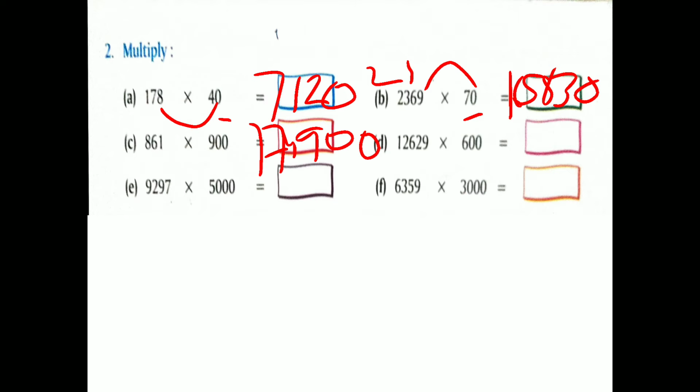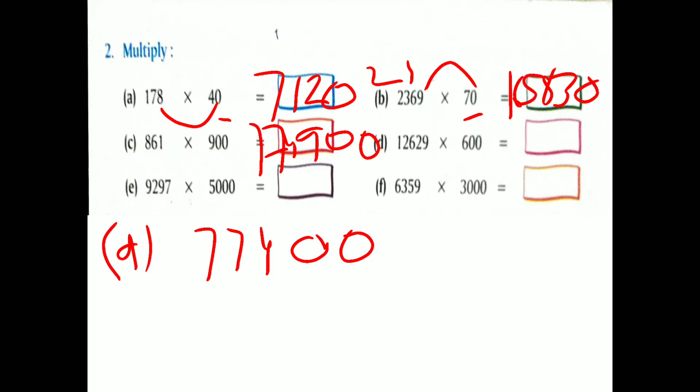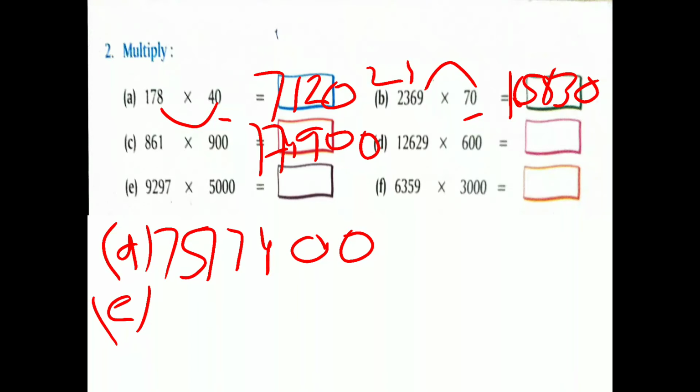Now D part. D part answer I am writing here. You will write in the box only. There are 2 zeros. You put 2 0s as it is. 6 9s are 54. 6 2s are 12. 12 plus 5, it will be 17. 6 6s are 36 plus 1, 37. 6 2s are 12 plus 3, it will be 15. 6 and then 7. Answer is 7577,400.